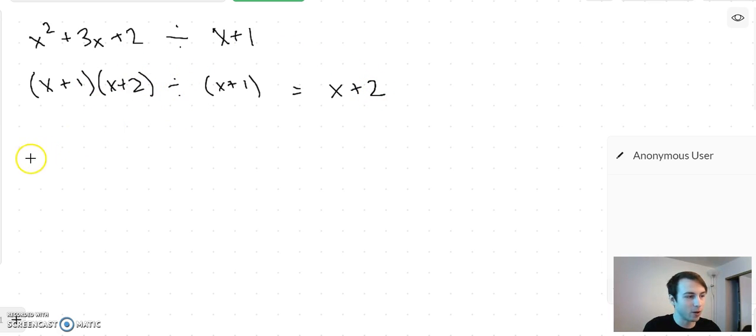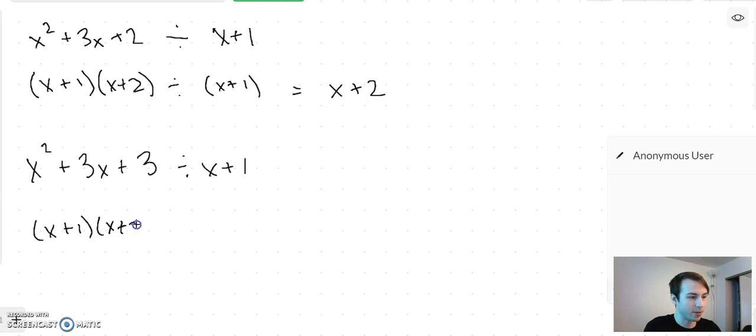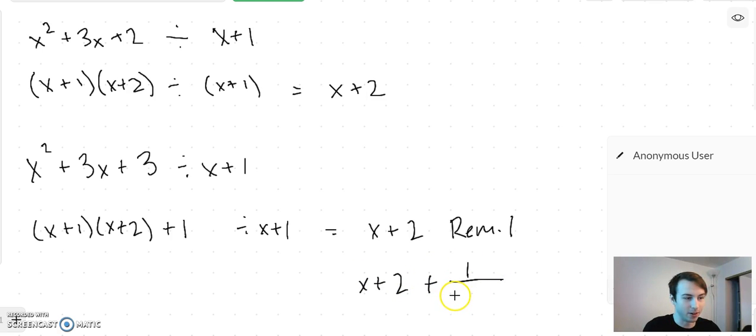But what about cases where we have something like x squared plus 3x plus 3, and we want to divide that by x plus 1? Well, we can still kind of factor this. (x plus 1)(x plus 2), we just have a leftover of 1. So how we'd end up writing that is the result would be x plus 2 plus a remainder of 1, which we could write as x plus 2 plus 1 out of the thing we already divided by originally.